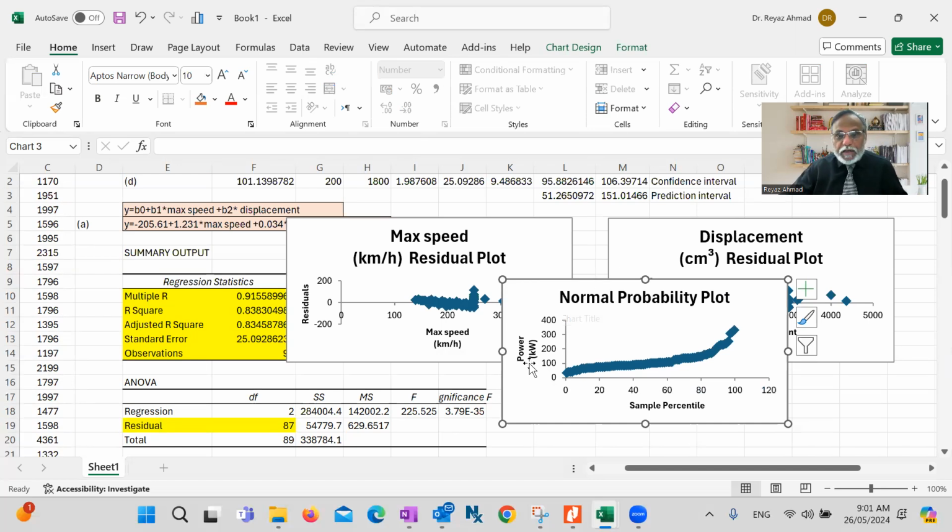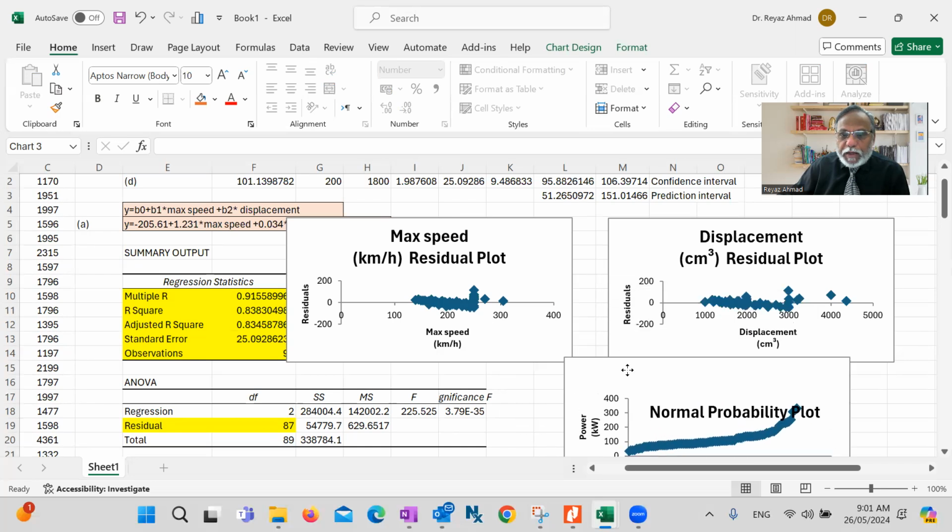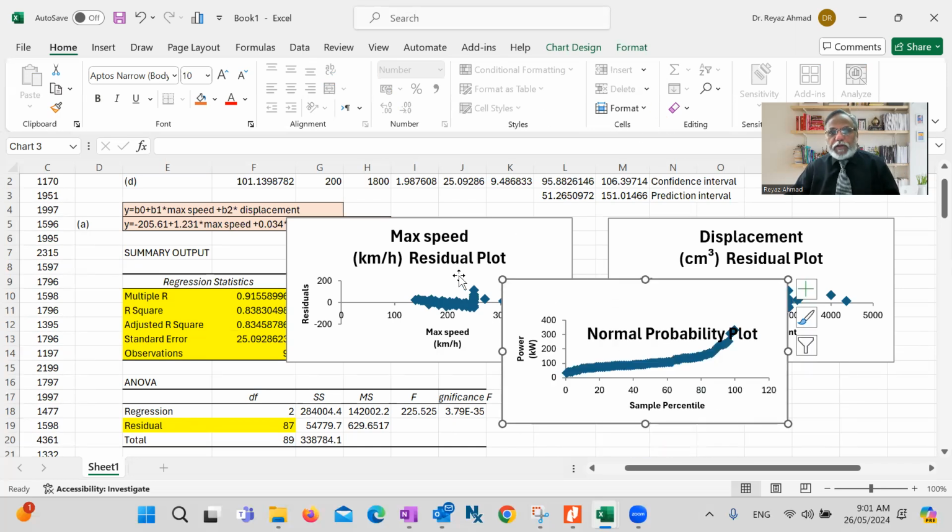So these graphs represent the normality of the error, the normal distribution of the error. Residual versus maximum speed is already shown here, and residual versus displacement is already shown here. So if this question comes, you will be able to just put it down, and that will be enough for you to answer that question.